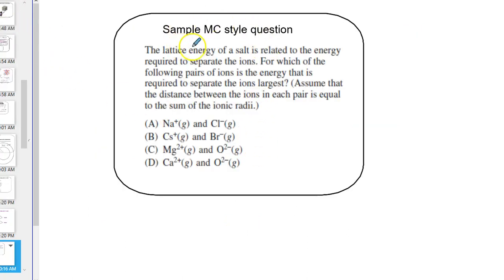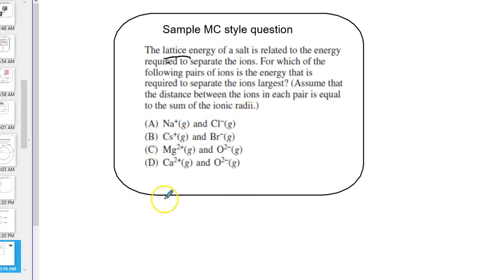Alright, so sample style question here. Lattice energy, which is the name of the energy in the crystal, is the energy to separate the ions. Which of the following pairs of ions is the one where the energy that is required to separate the ions is the largest? Pause it. Try it out.